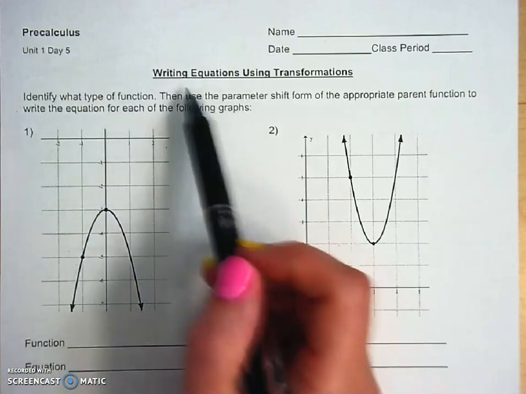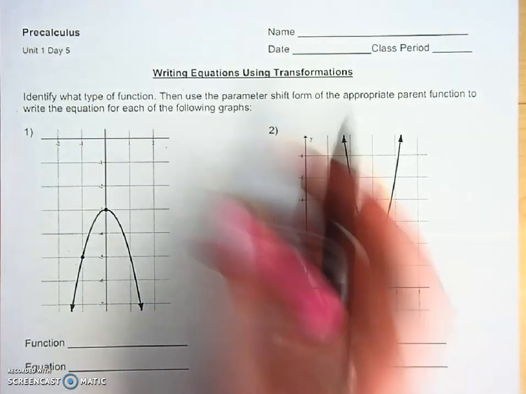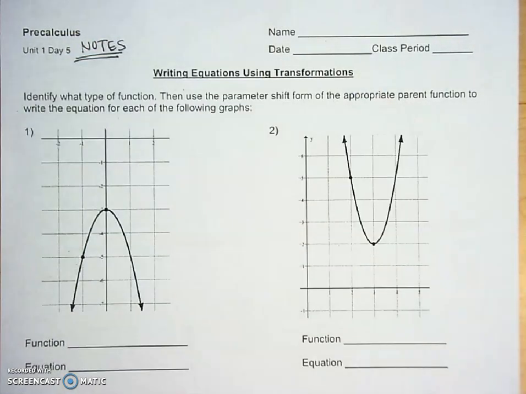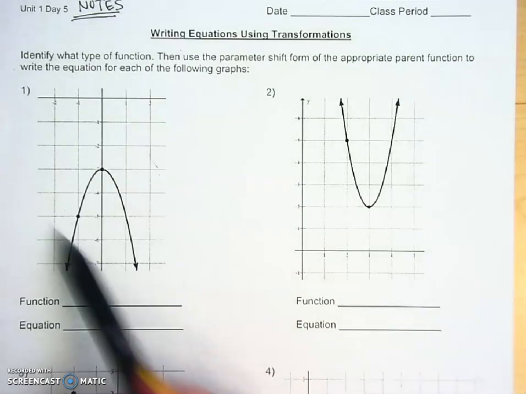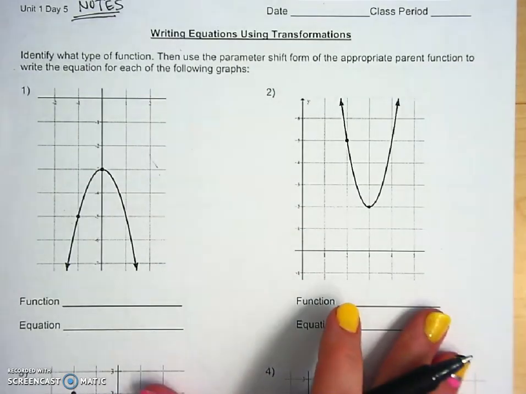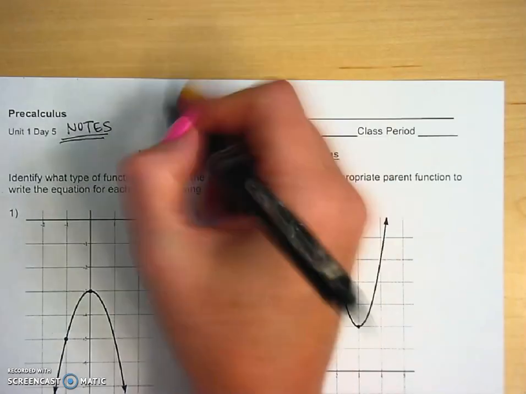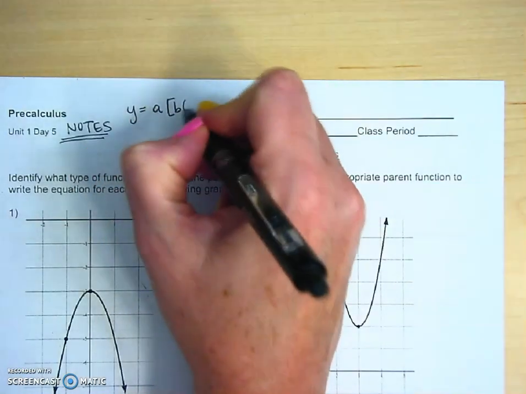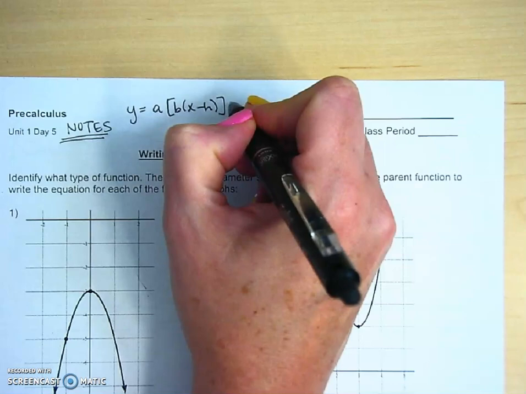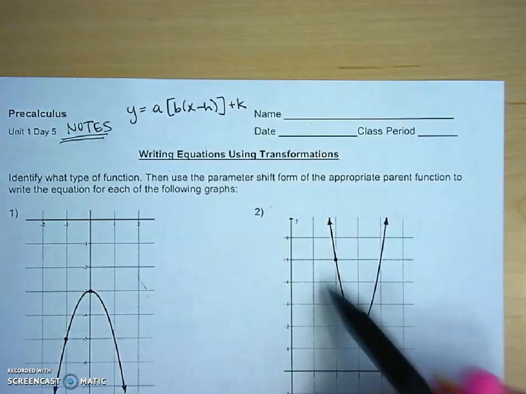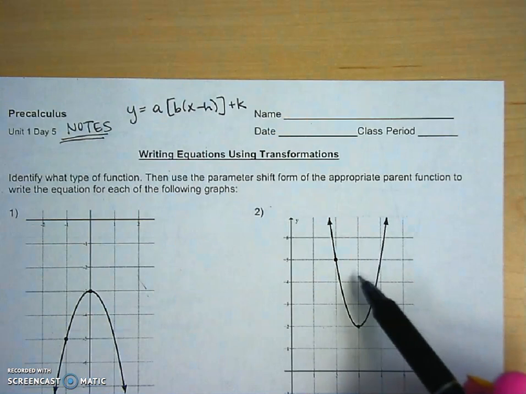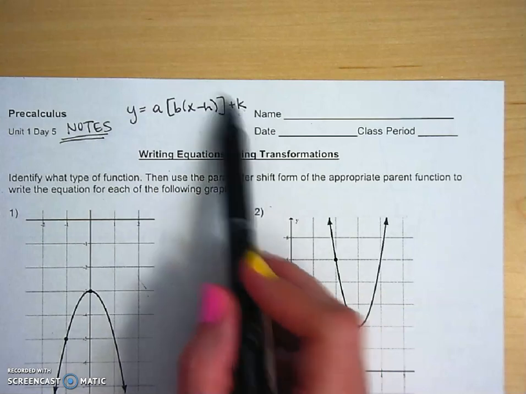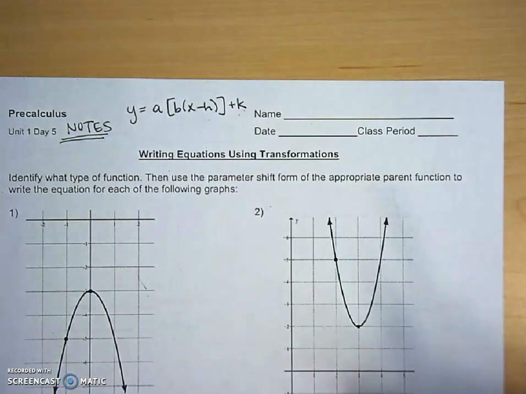All right, here's our notes for writing equations using transformations. The notes and the practice sheet look real similar, so be sure before you start working that you're on the notes page and your first problem looks like this. Our goal is to take the general form equation, look at some graphs of transformations, figure out how it's changed, and based on those changes, determine the A, B, H, K, plug it in, and write an equation for the graphs that we see.